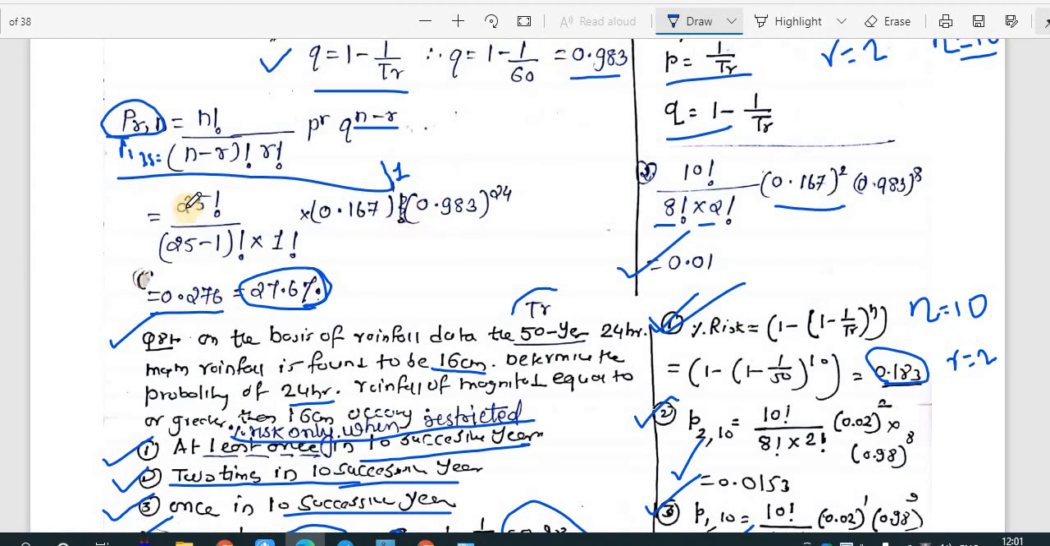Try to solve some numericals related to this in your university question paper. You can see the previous year question papers and try to solve them by yourself. And if you have any doubt related to it, you can ask me.